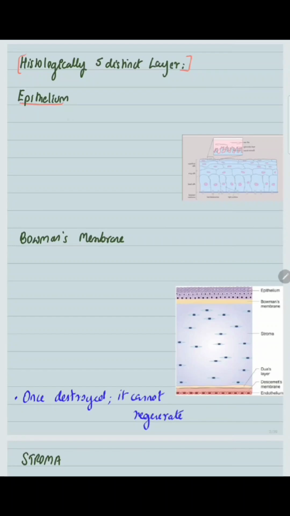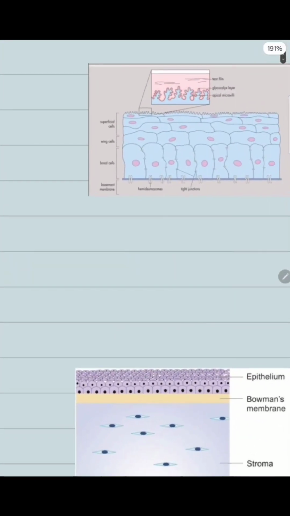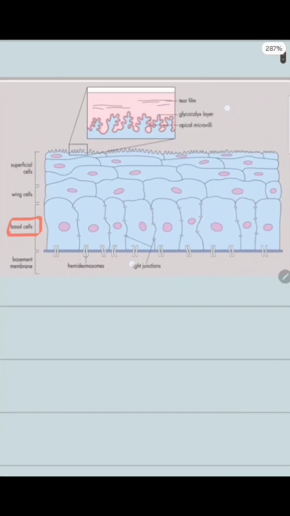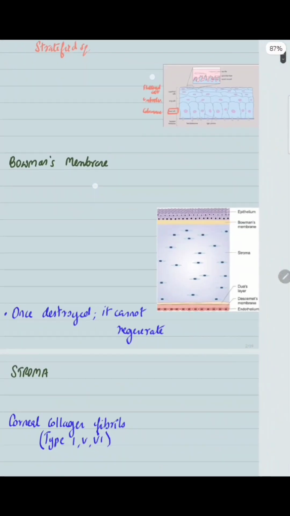First one is the epithelium. The epithelium is stratified squamous type. The deepest layer is the basal layer, made of basal cells, which are columnar cells. The next 2 to 3 layers are the umbrella shaped cells, and the most superficial cells are the flattened cells.